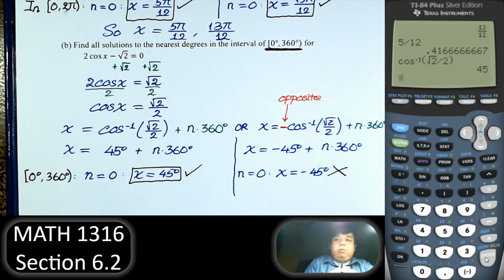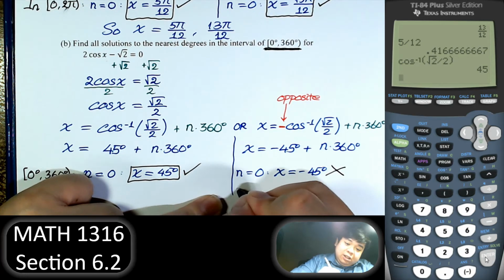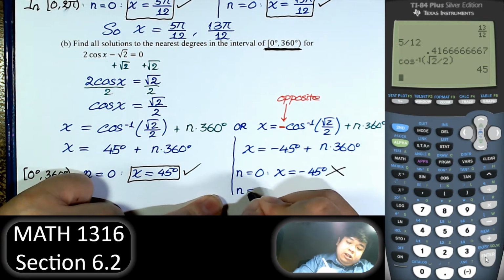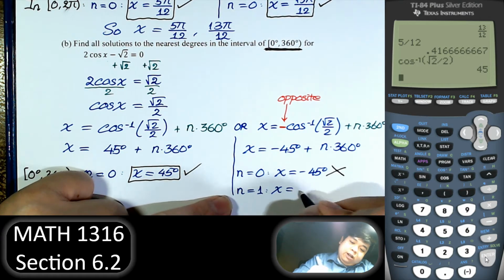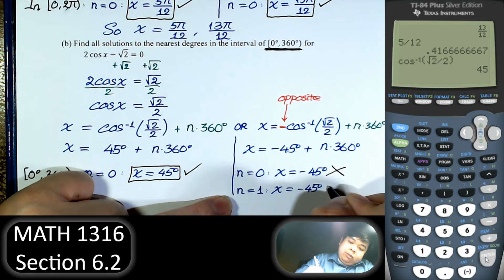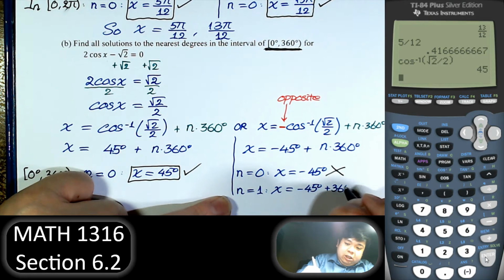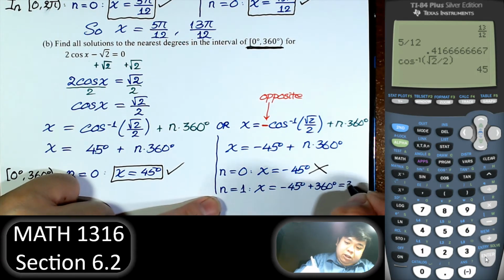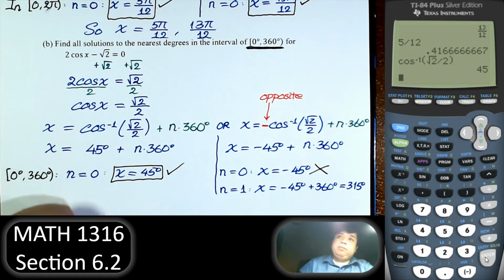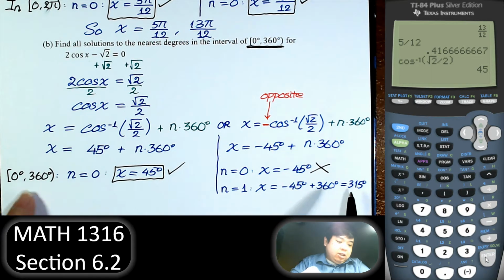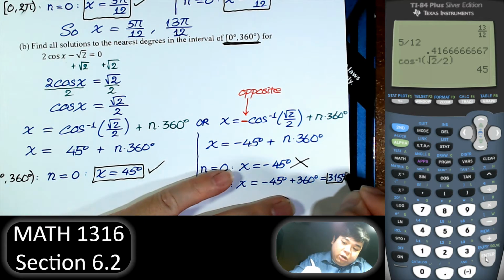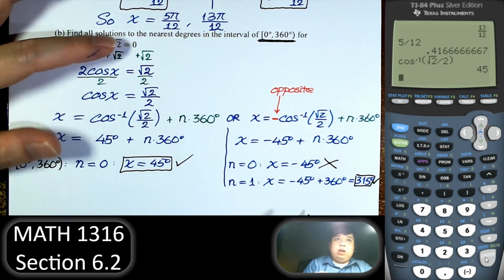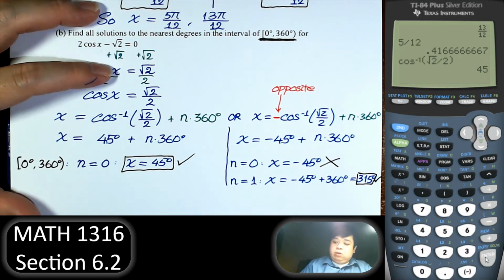because that's too small. If it is negative or too small, we have to increase the number for n. Now, if n is equal to 1, we have negative 45 degrees plus 360, that is 315 degrees. Now 315 degrees is between 0 and 360 degrees, so that certainly works. So we have solutions of 45 degrees and 315 degrees.